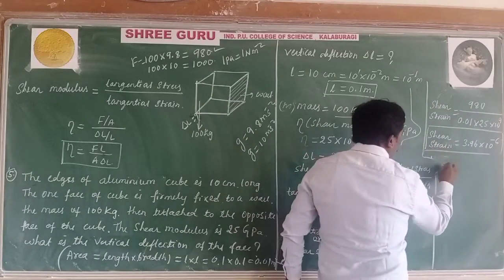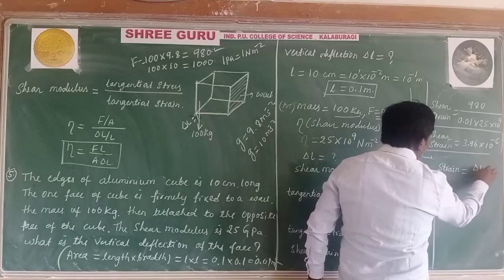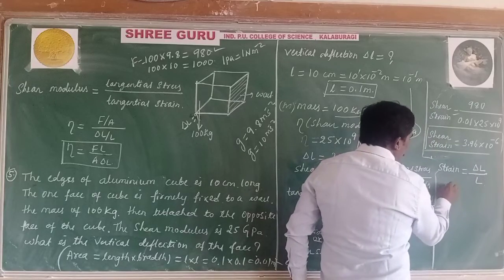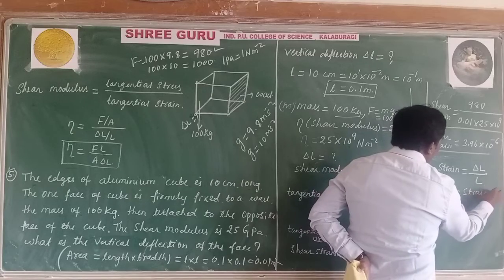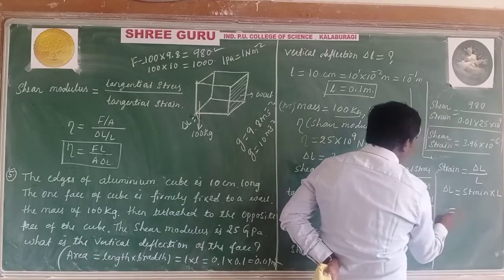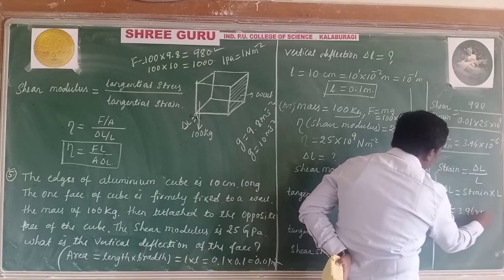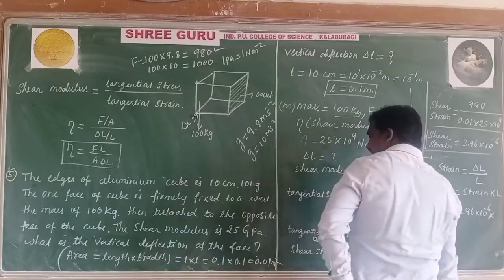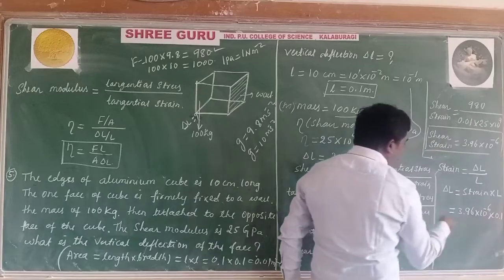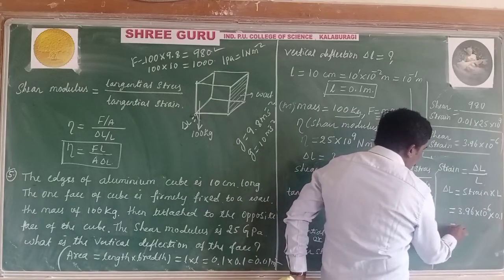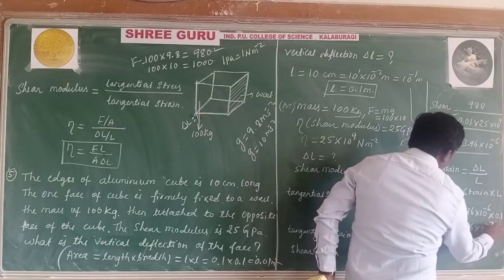What is the general formula for strain? Strain is equal to change in length by original length. Now we want delta L, which is equal to strain into length. What is the shear strain value? That is 3.96 into 10 raised to minus 6. And the length is 0.1 meter, which is 10 raised to minus 1, so that is 3.96 into 10 raised to minus 7.